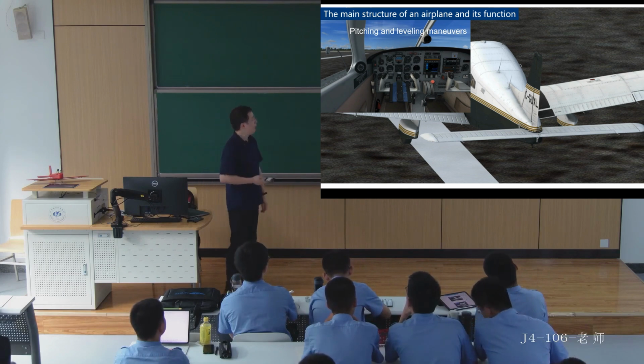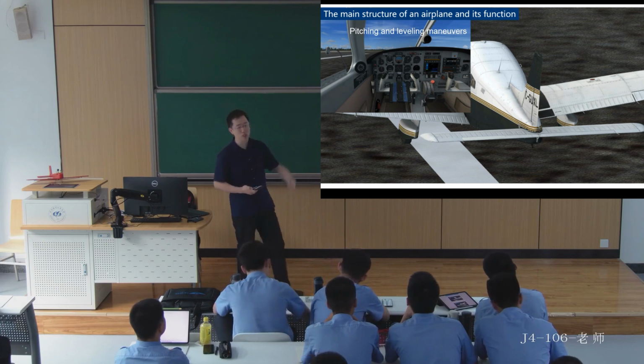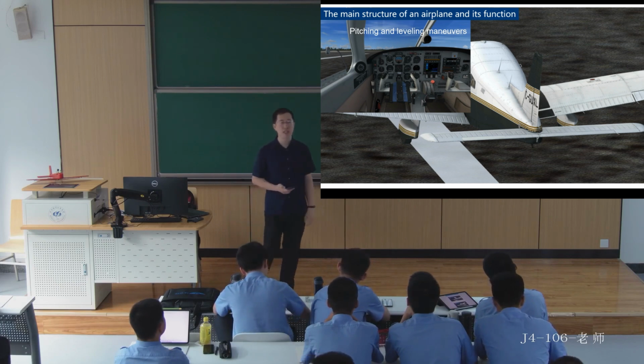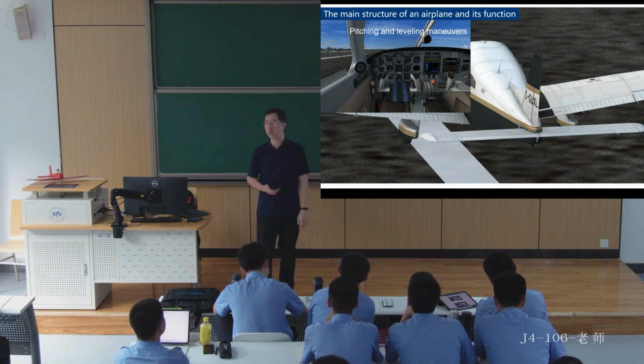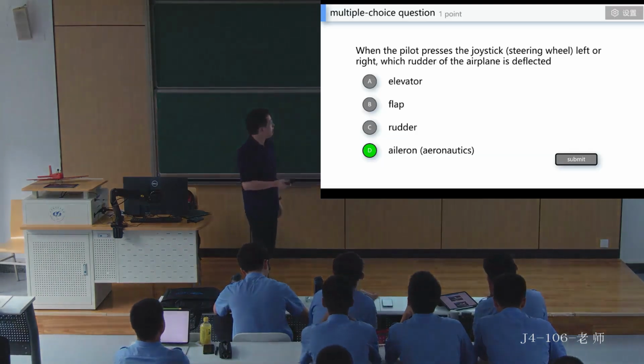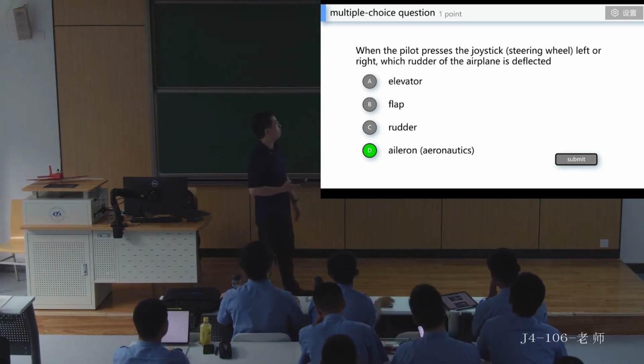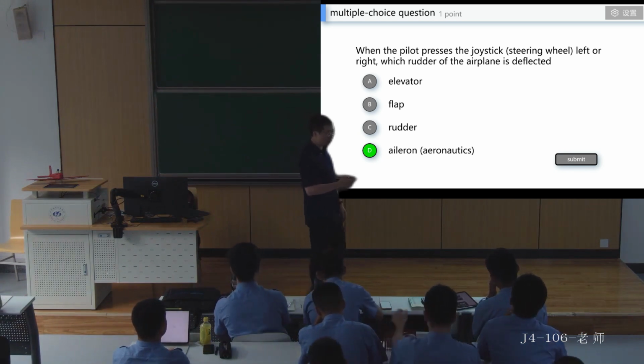All right. So above, by observing the simulated flight process, we took a tour around the aircraft and focused on discussing some of the main structural components, their names, and their functions. Now please answer the following question. When the pilot tilts the control stick or yoke to the left or right, which surface will deflect?